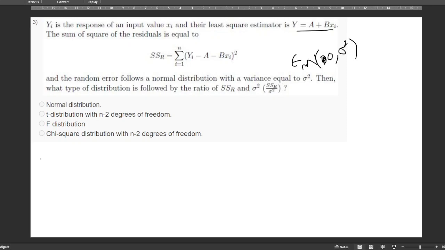So here, whenever it comes to the sum of the squares of the variance, as we have already seen in the previous discussions, they generally follow the chi-square distribution. So here also it is a chi-square distribution with n minus 2 degrees of freedom.